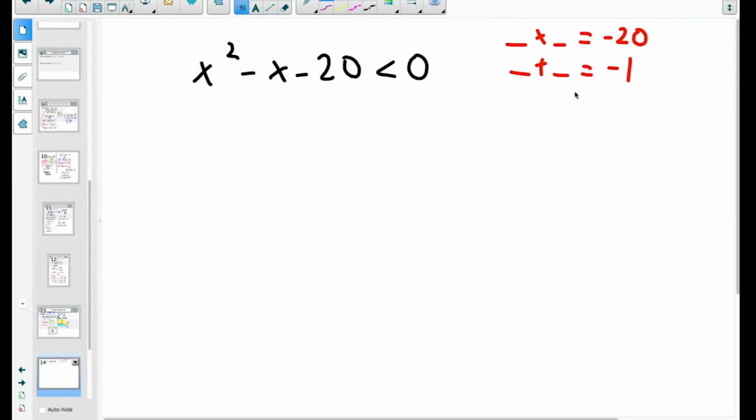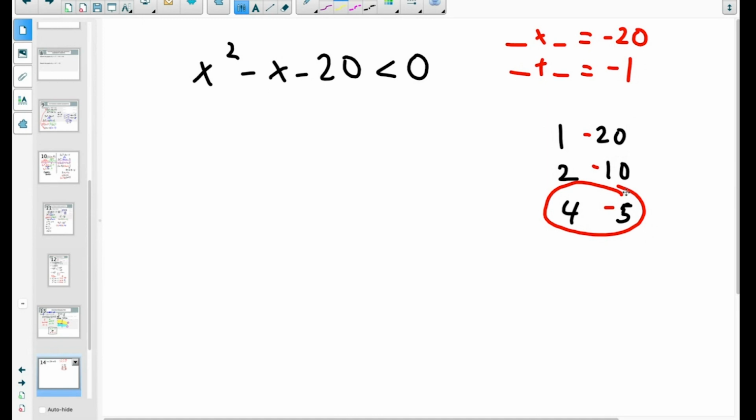Second is I like to make sure I list every single factor pair. So with 20, I'm just going to ignore the negative for now. 1 times 20, 2 times 10, 4 times 5. So I have those three combinations. And because I know that it's going to be a negative 20, one of these has to be negative. And since my sum is negative, then I know that my larger number has to be negative because that's the only way I can get a negative result. And that means I'm going to have 4 and negative 5 in this case.